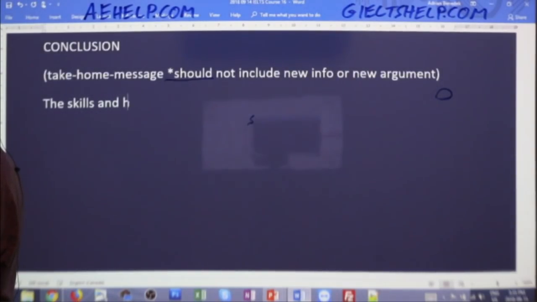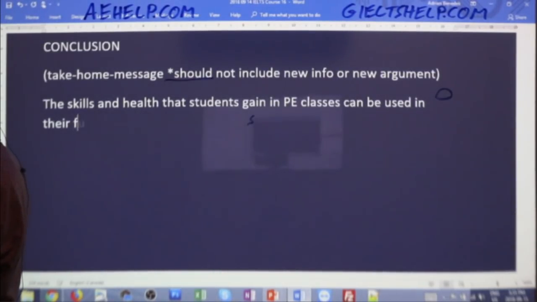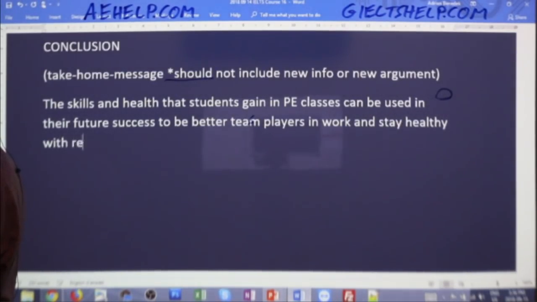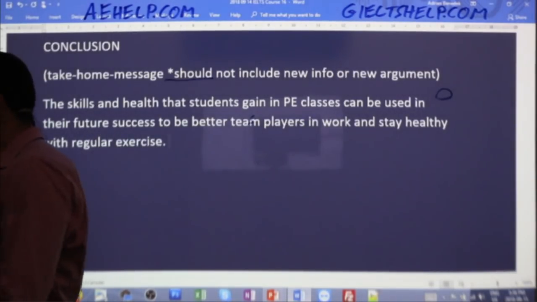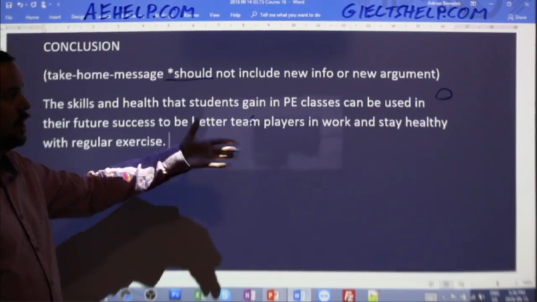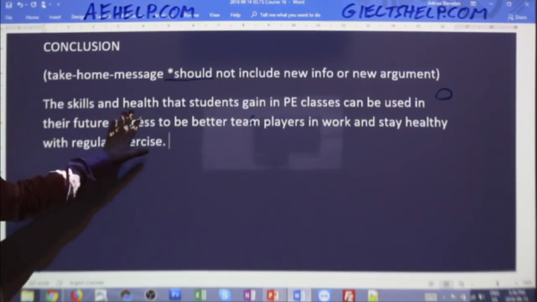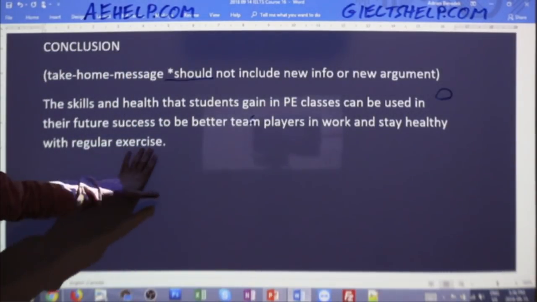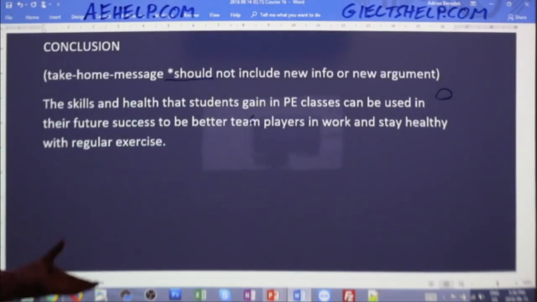The skills and health that students gain in PE classes can be used in their future success to be better team players in work and stay healthy with regular exercise. Okay? So something like this, because this is mentioned, right? So I talk about the importance of social skills and working in a team in the body paragraph, and I talk about staying healthy. So my take-home message might be better like this. So that is closer to home, okay?